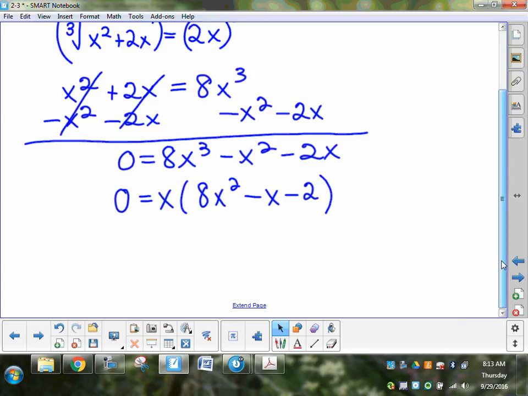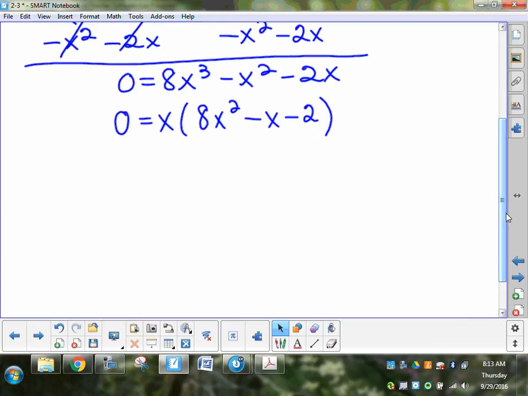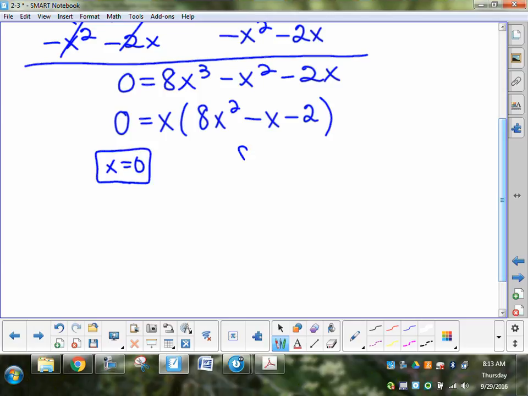So, what do we need to do to solve this out? Well, we'll do what we said before. We'll apply our zero product property. I would get x is equal to 0 from setting that equal to 0. That gives you your first answer. Here's the part where we're stuck. 8x squared minus x minus 2 equals 0. That does not factor down. But there's still answers to it.